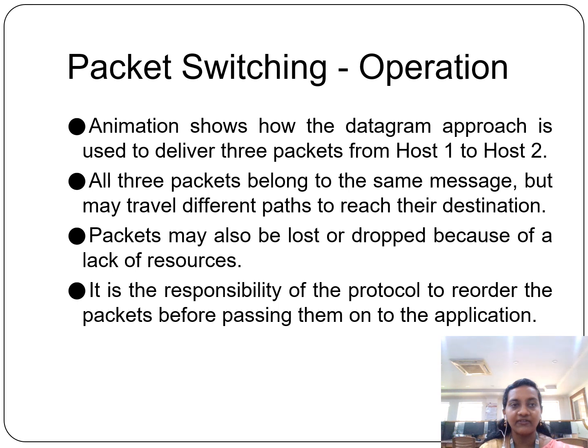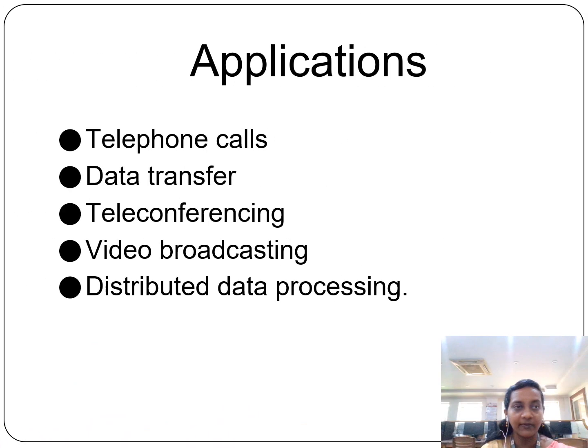We saw in the previous animation how the three packets were delivered from host 1 to host 2. The three packets belong to the same message, but they take different paths to reach their destination. In between, some of the packets may be lost, some may be dropped due to the lack of resources. However, it's the responsibility of the protocol to reorder them before reaching the application. So this is how the packet switching operation takes place.